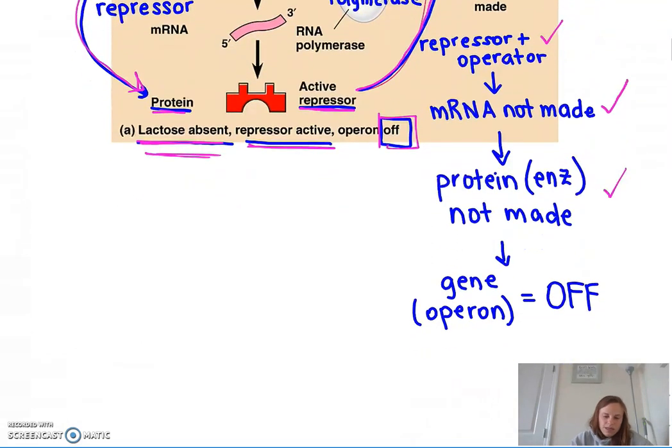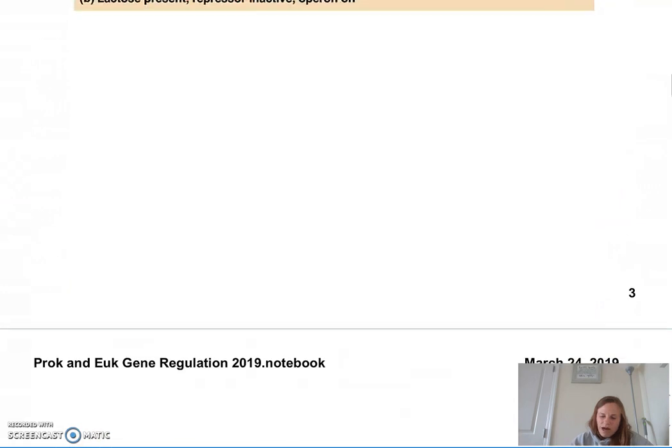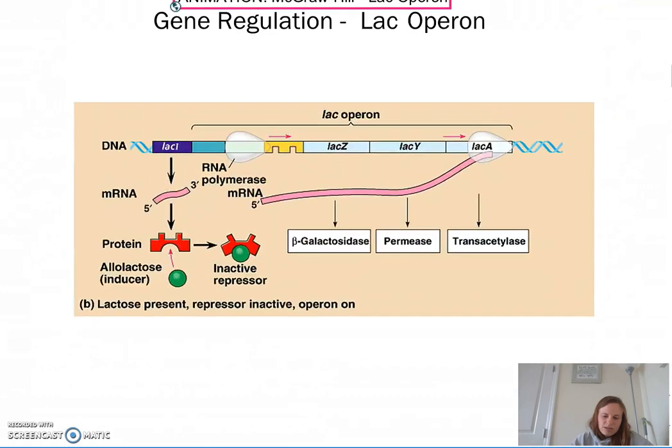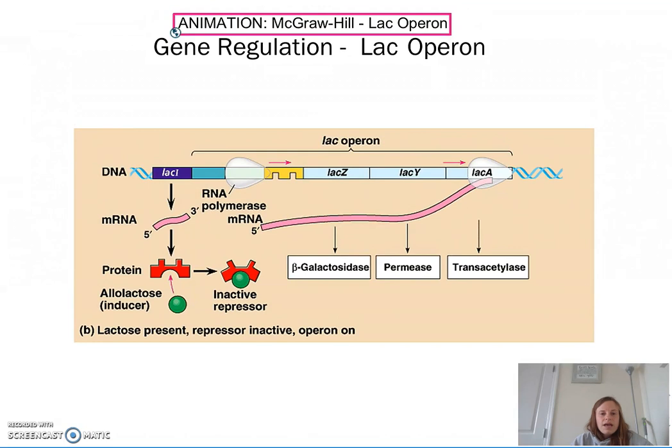And what that means is that the operon, or the gene, is turned off. But now, what if we have the opposite situation? What if lactose is present? If lactose is present, then we would want to turn the operon on, because now we do want to make those enzymes that are going to break down that lactose so the prokaryote can use its products as energy.